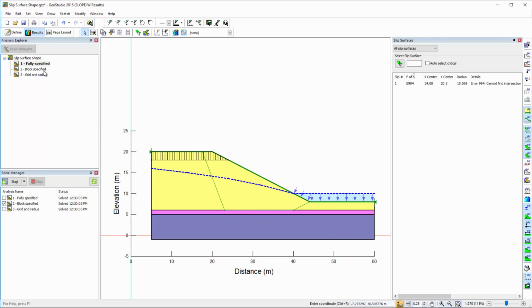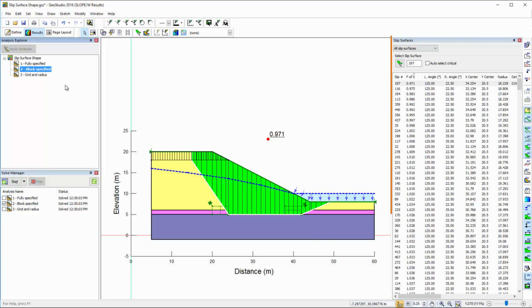When the block-specified method is used, as in the second analysis, there are many more slip surfaces generated. A factor of safety was computed for many of the slip surfaces.